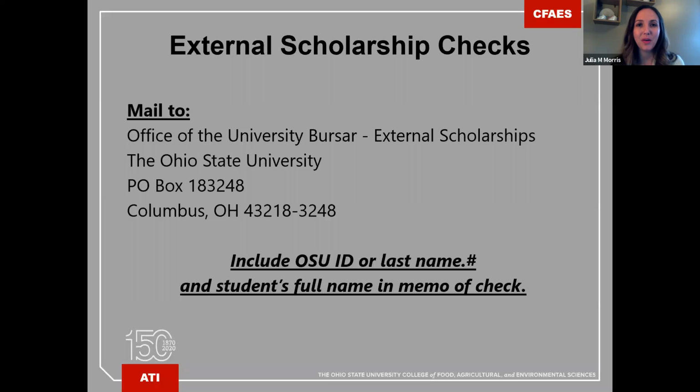All right, and we are wrapping up here. External scholarship checks. If you receive any external scholarships, this here is the address that you would have those mailed to. Whether you need to share that address with somebody else, or if you get the check, that's where you need to mail it. It's to the University Bursar on the Columbus campus. Please make sure that you include either your OSU ID number or your last name and number in the memo of the check, as well as your full name, students. If you don't have room on the memo of the check, make sure that information is included in the envelope when you mail it to the University Bursar.